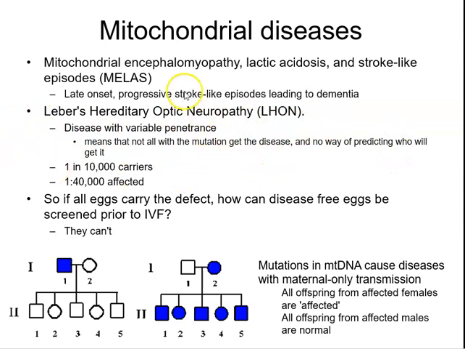Now, with these two diseases, they tend to be present in the population at about 1 in 10,000. Certainly with Leber's, about 1 in 10,000 people have the mutation, but only 1 in 40,000 seem to actually get the disease. In clinical genetics we call this variable penetrance, and penetrance relates to whether the presence of the mutation results in disease.